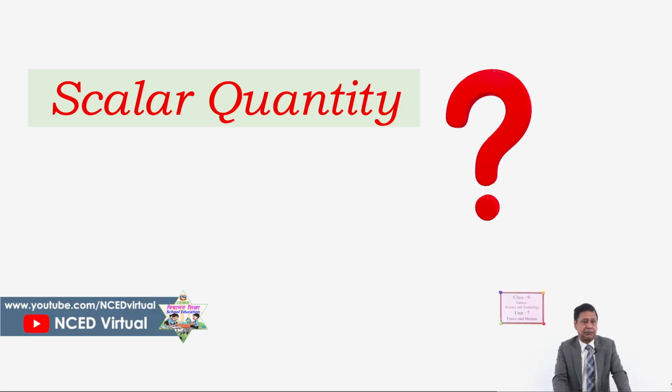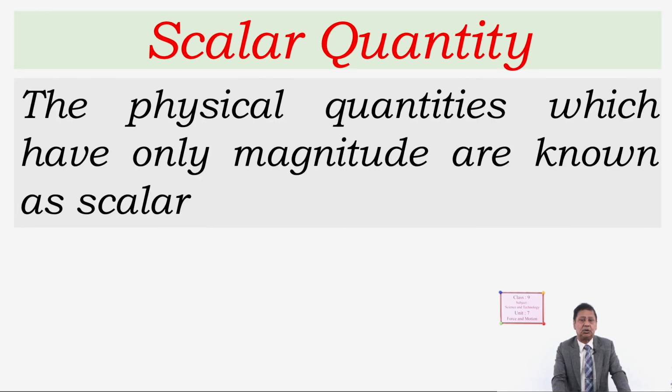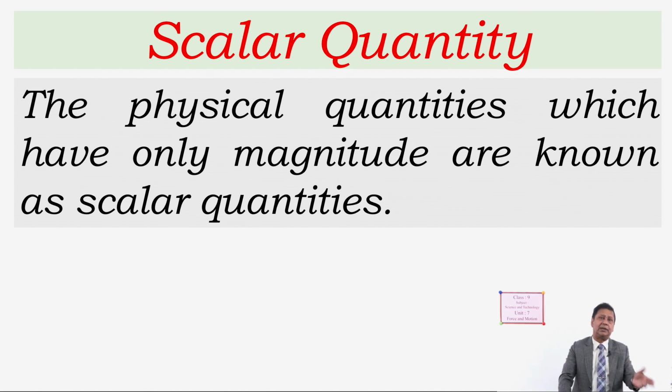Now, I am going to define these two terms. Scalar quantity, exactly what is it? The physical quantities which have only magnitude are known as scalar quantity. Just for example, I want to give you more examples. Mass of a body is 2 kilogram. 2 is a number, kilogram is the unit. This number and unit give the magnitude of the mass.